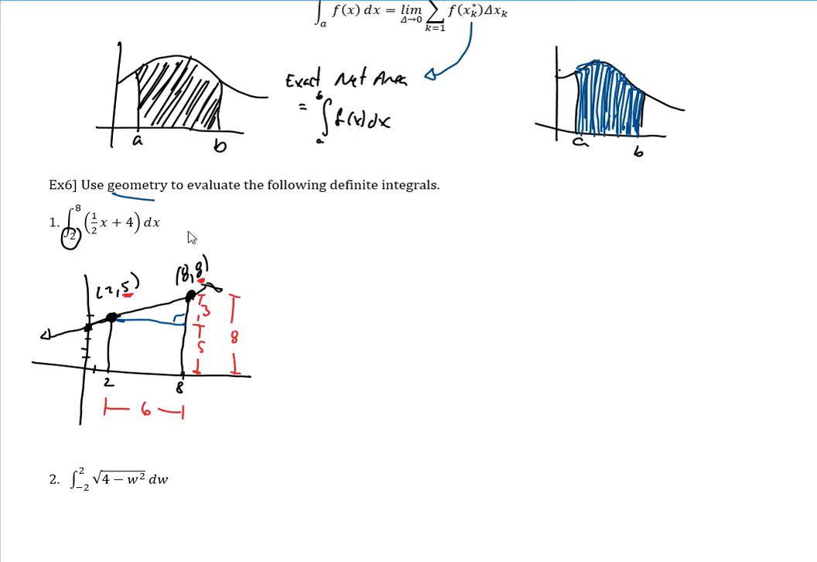So we're to find this definite integral. Let's write it out. And remember, this is not approximating. This is finding the exact value of the net area. So this is the net area, which on this problem is the area of a rectangle plus the area of that triangle.